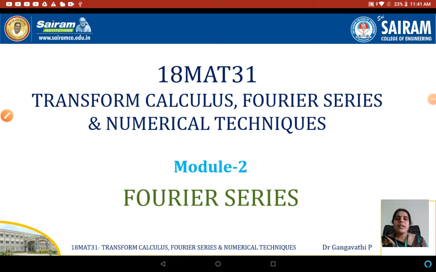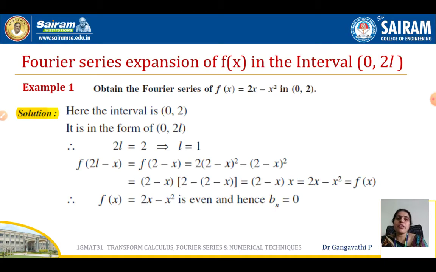Good morning all. Today in this session, let us continue to discuss Fourier series expansion in the interval 0 to 2L. In the previous three sessions, we had seen minus pi to pi, minus L to L, and 0 to 2 pi. Further, in this session, we will be studying the Fourier series expansion of f of x in the interval 0 to 2L. So straight away, let us get into the problem, as the formulas and the procedure are the same as we have already discussed in the three cases.